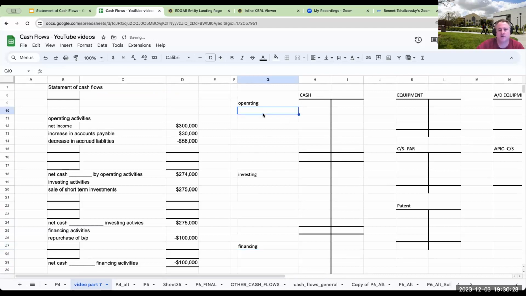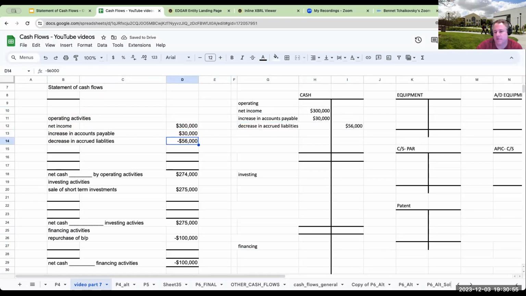With almost all these cash flow questions, these are already set up. So remember, when we see a positive amount, it must have been a debit over here in the cash T account. An increase in accounts payable, because it's a debit, is going to be a positive amount. It's going to show up as a debit to cash. A decrease, because this is a negative. Remember, a decrease in accrued liabilities. When I'm decreasing a liability, it's going to show as a credit to cash.